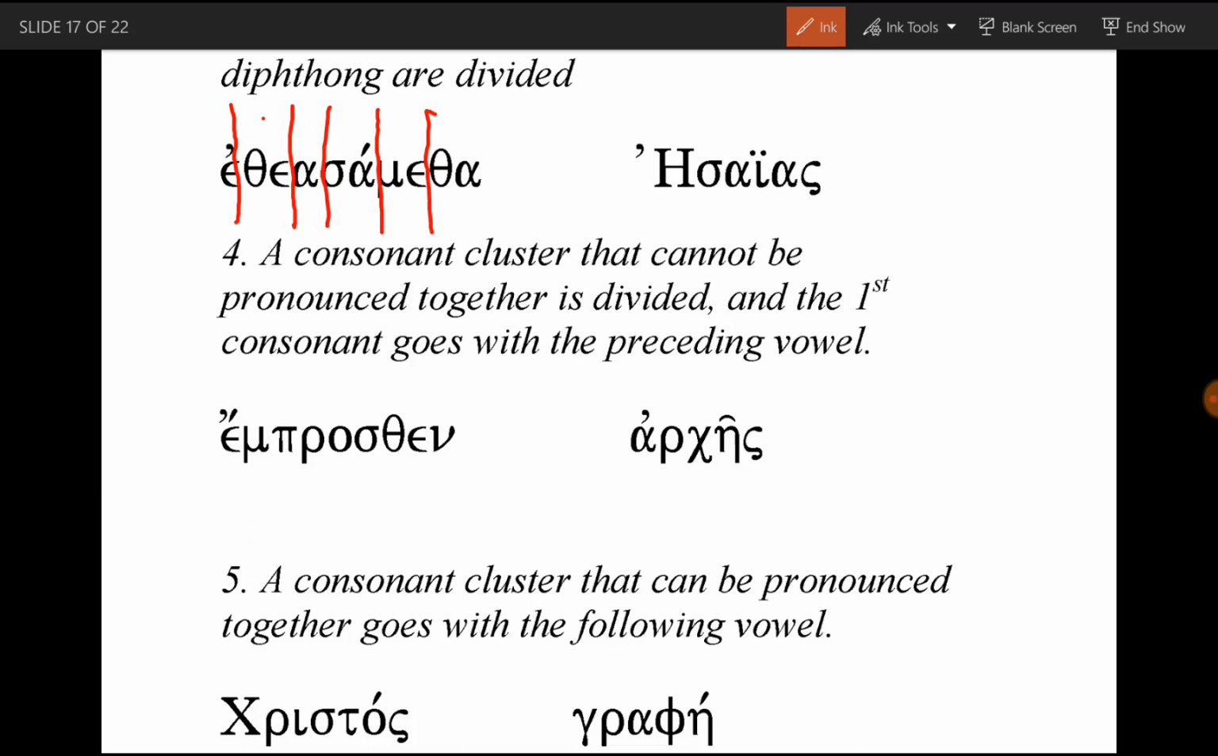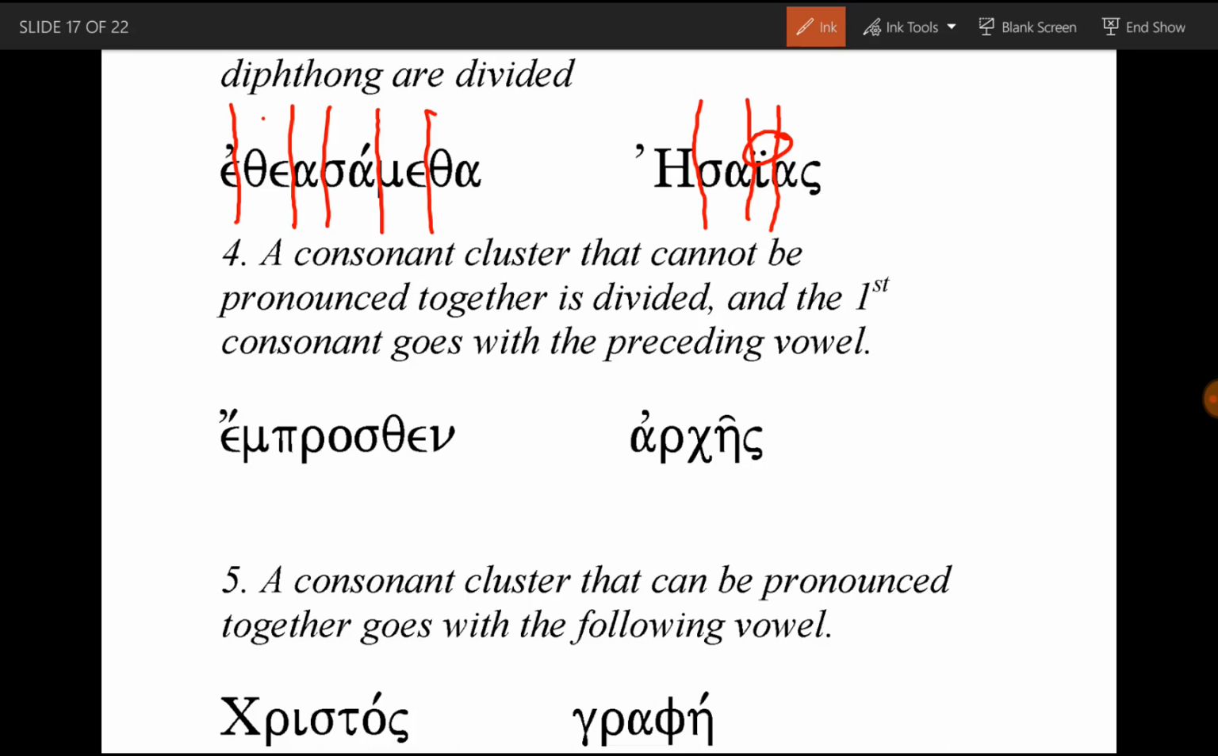So I would divide the syllables this way. E, the, a, samatha. Say it with me. E, the, a, samatha. I would divide this one. And remember that because you have these 2 dots, that means you have to pronounce the vowels separately. So this is a, sa, ias. A, sa, ias. And that's the best the Greeks can do to pronounce the name Isaiah.